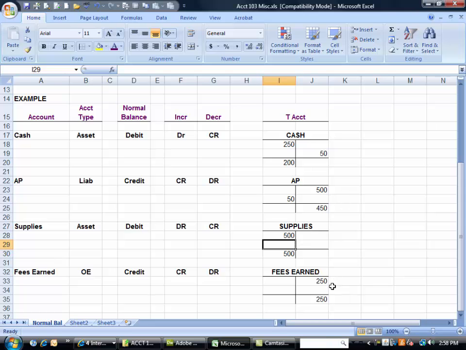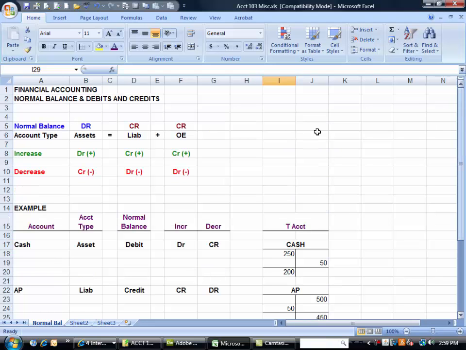Let's say I earned some fees, some revenue. I got $250 in cash. So my fees are a normal credit balance, so I get a credit, and I got cash, which is a normal debit balance. At that point in time, my accounting equation is in balance. Then finally, let's say we pay $50 on our account. So our cash goes down by 50 and our AP goes down by 50, and I am in balance.